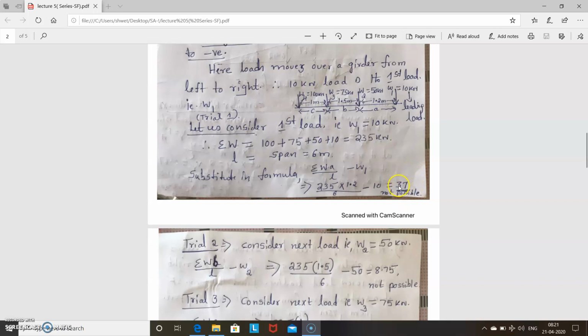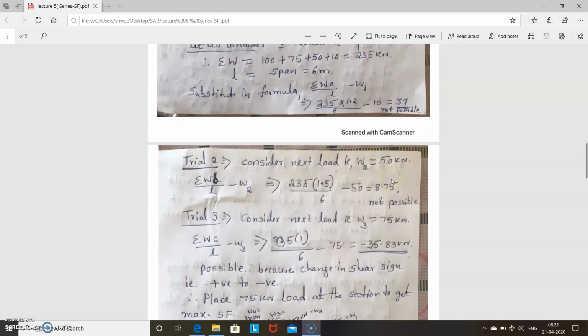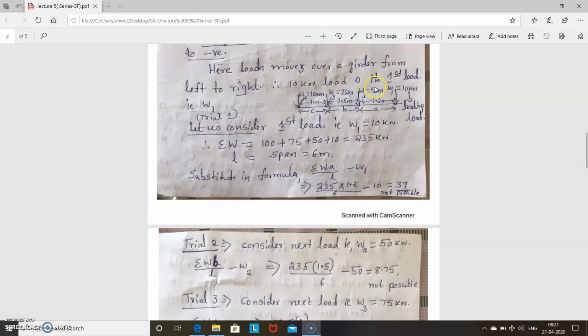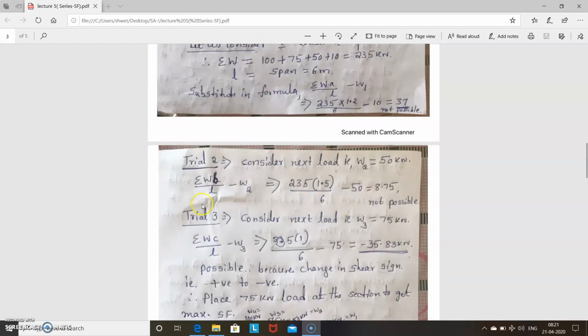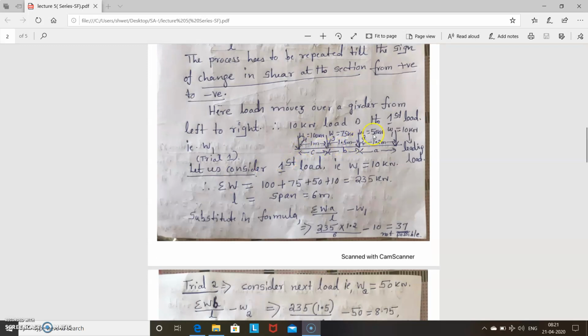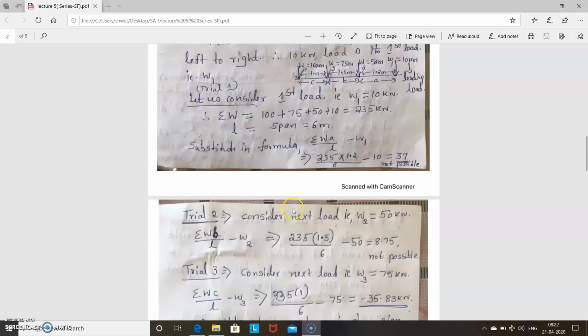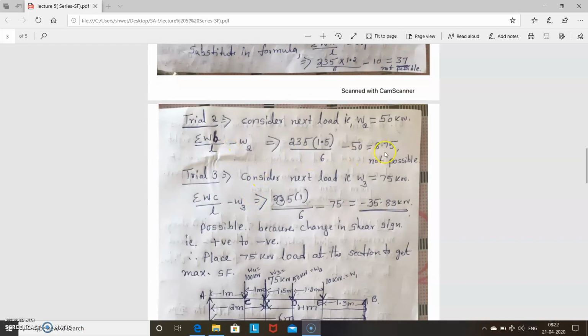So it is not possible, because you are getting a positive value. Go to the next load, that is W2, 50 kilonewton. Substitute in this equation. I have taken this as B because you now have to consider this distance. Substituting in this, you get 8.75, again a positive value. It is also not possible.